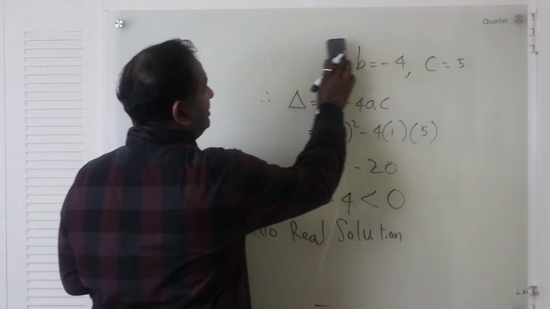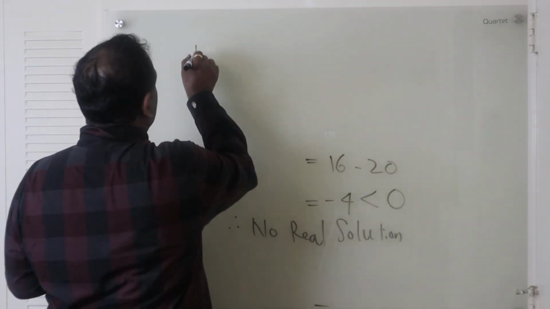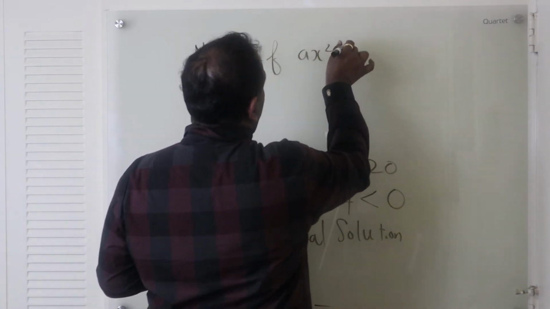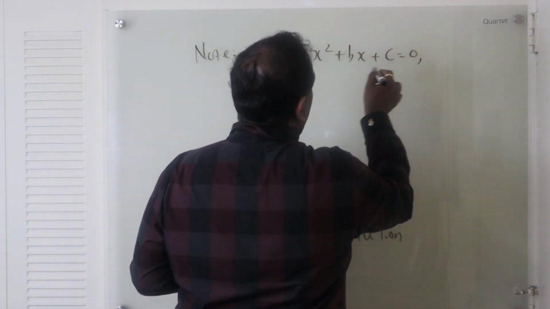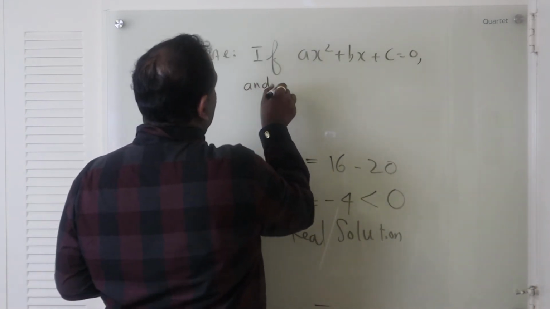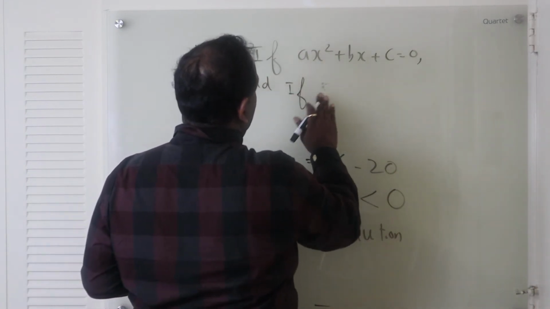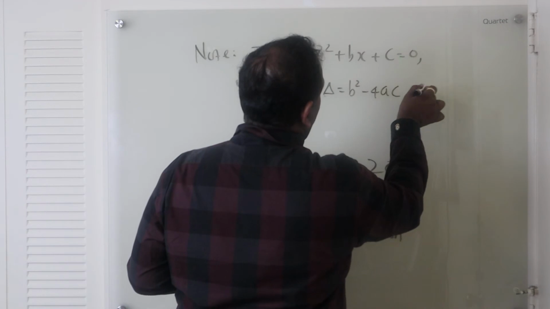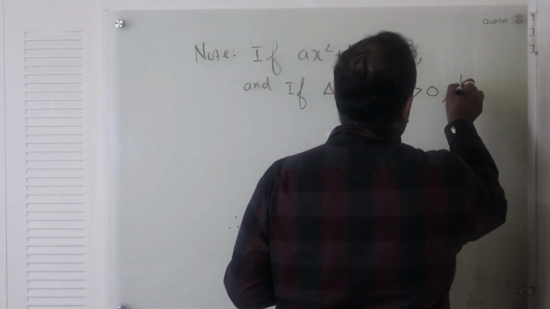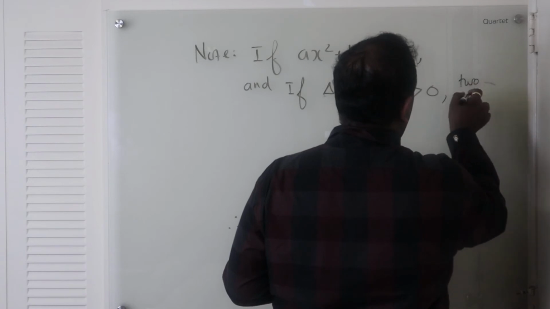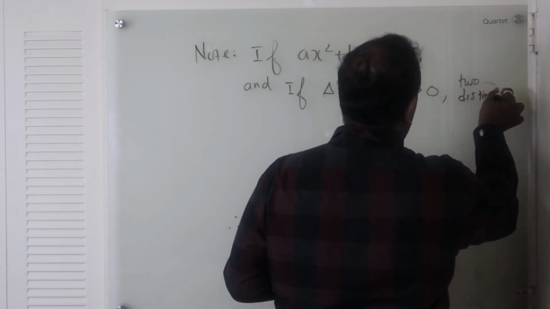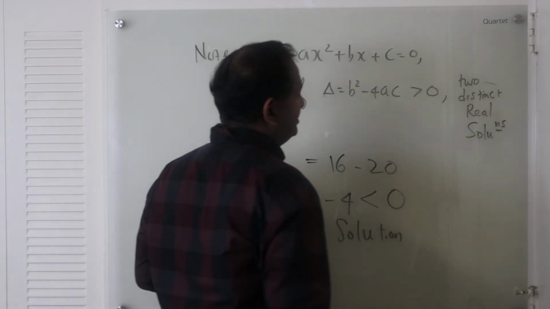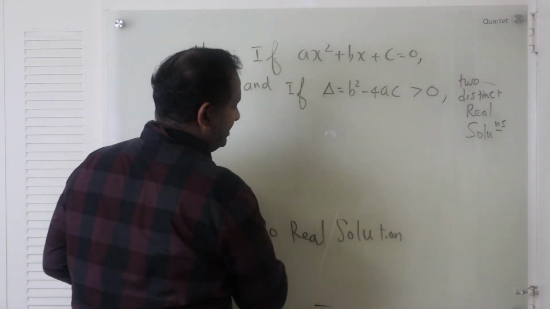On the other hand, I can write some kind of a note here. If ax squared plus bx plus c equals 0, and if delta, which is b squared minus 4ac, is positive, two distinct real solutions.